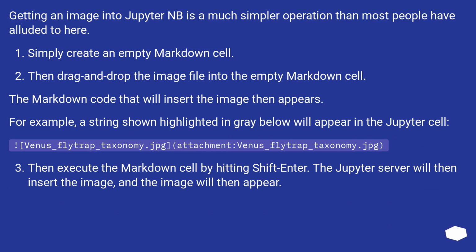Getting an image into a Jupyter notebook is a much simpler operation than most people have alluded to here. Simply create an empty markdown cell, then drag and drop the image file into the empty markdown cell. The markdown code that will insert the image then appears. For example, a string shown highlighted in gray below will appear in the Jupyter cell: ![Venus_flytrap_taxonomy.jpg](attachment:Venus_flytrap_taxonomy.jpg). Then execute the markdown cell by hitting Shift Enter. The Jupyter server will then insert the image, and the image will then appear.